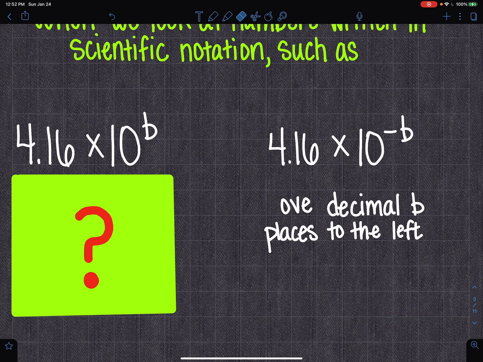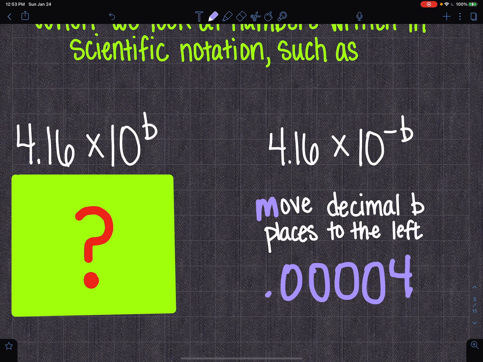So you move the decimal over, not over. Oh, no, that's not what I want to say. I must have erased the M. I want to move the decimal b places to the left. So it's actually going to be a super, super small number. So maybe that's how you remember it. If it's a negative b, it's probably going to be a super small number. If it's a positive b, it's probably going to be a super humongous number.